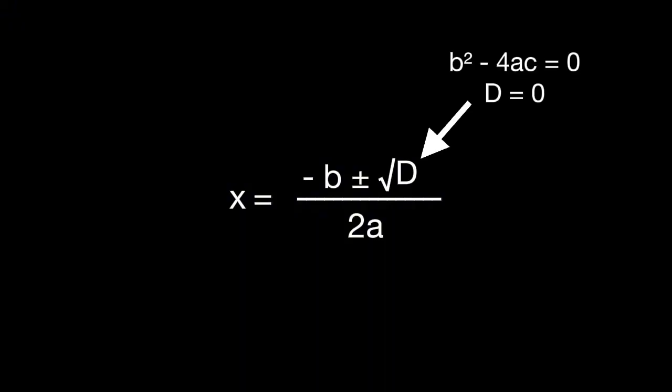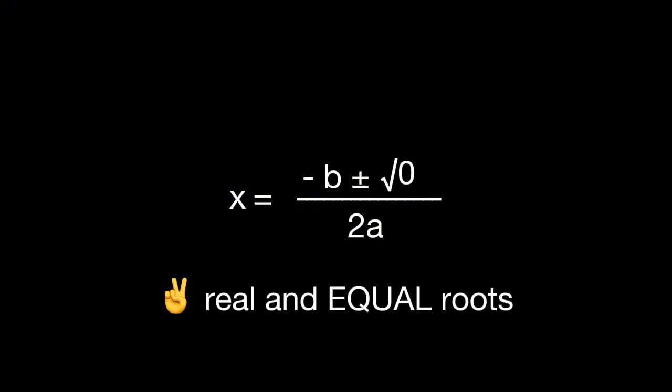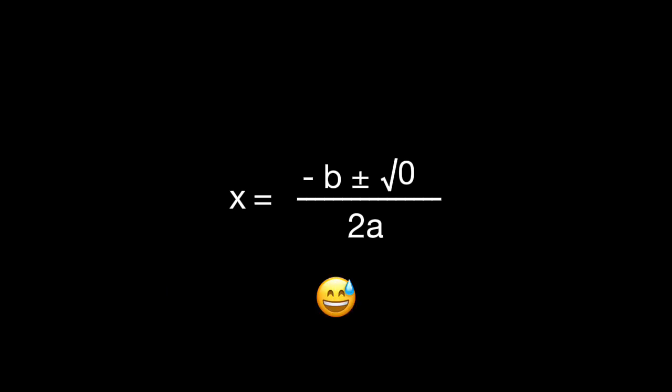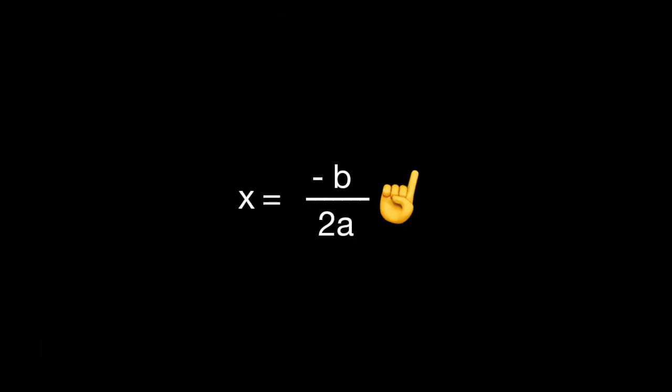And if b squared minus 4ac is equal to 0, then the quadratic equation will have two real and equal roots, meaning they technically have one solution, as plus 0 and minus 0 mean the exact same thing, so it just disappears, leaving us with only one solution.